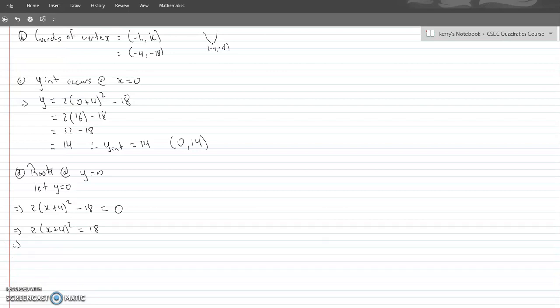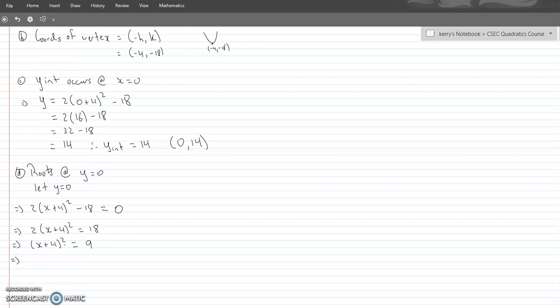Now, you have two ways you can do this. You can divide throughout by 2, right? Actually, you should divide throughout by 2 because this is multiplied by 2. So divide both sides by 2. So this will give us 18 over 2, which is 9. And now we have to get to x, right?